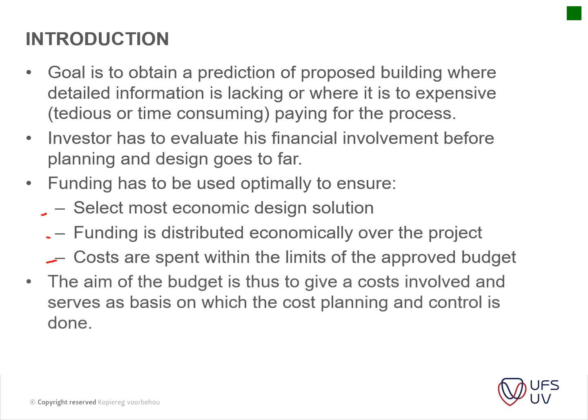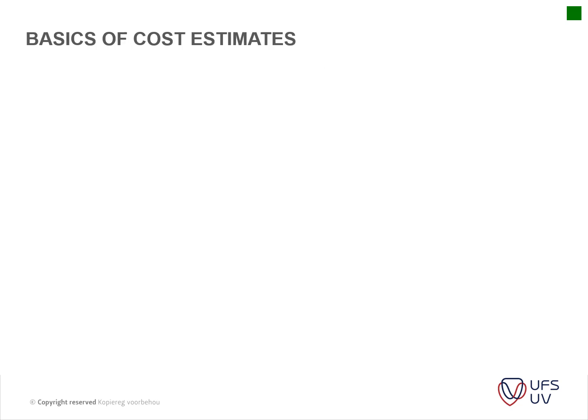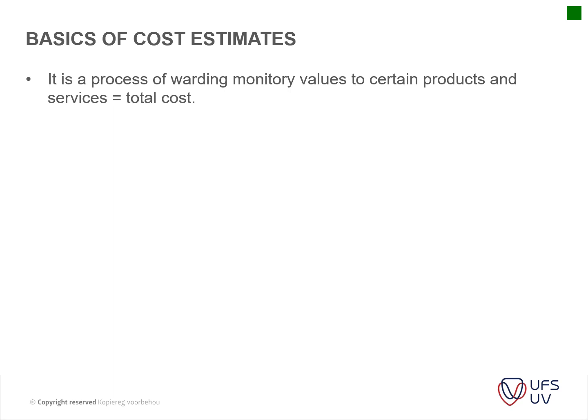The aim of the budget is thus to give the cost involved and serves as the basis on which cost planning and control is done. Then you can go through page 32 for some additional information. The basics of cost estimation: it's the process of awarding monetary values to certain products and services to try and estimate what the total cost is.